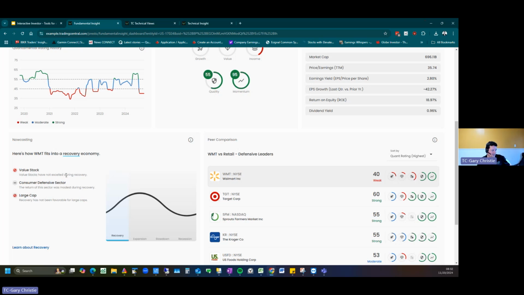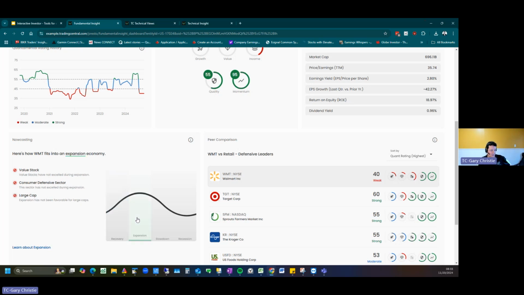We can see value stocks have not excelled during recovery, right? Specifically for Walmart, right? And then you can see it's a consumer defensive sector. It was modest during recovery, and recovery's not been favorable to large caps going back, I think, the last 10 years we looked at this. So that gives you a nice quick snapshot as to, am I in line with the economic regime for this type of stock based on all the fundamentals?